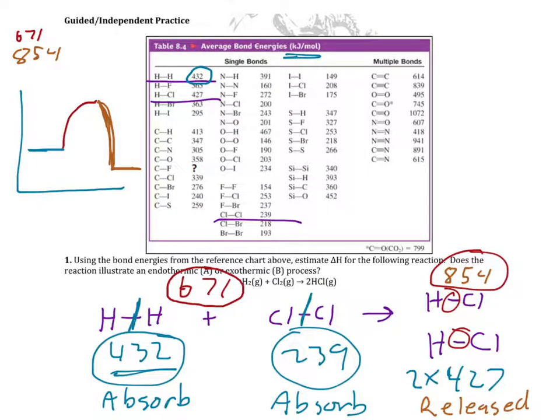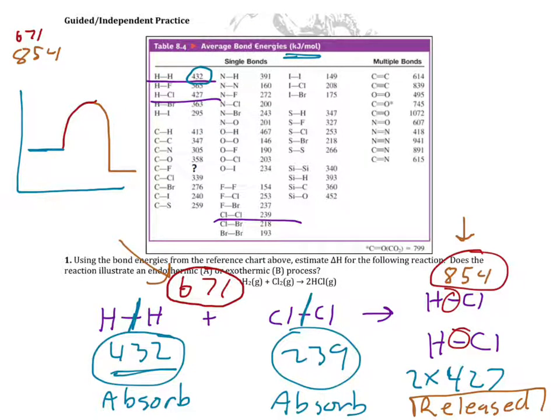And so notice how because the formation of the bonds is a greater amount of energy, the second part drops more. And so this is going to end up being an exothermic reaction. The reason why it's an exothermic reaction is because the energy released when the bonds are formed is greater than the energy absorbed when the bonds are broken. And so this will end up being an exothermic reaction.